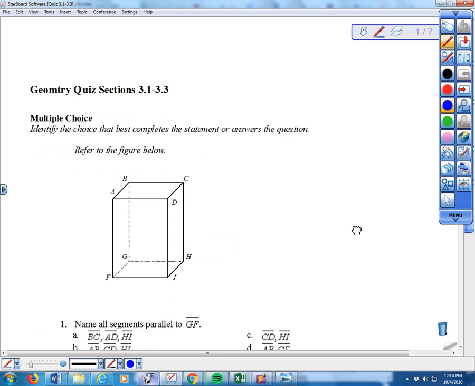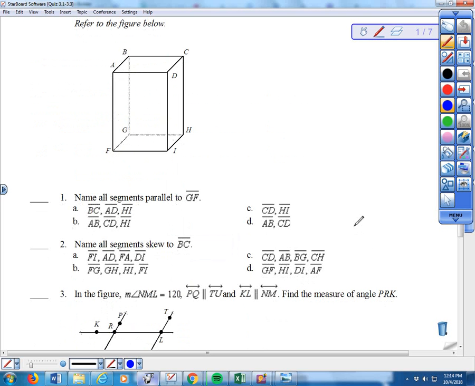There we go. Okay. Name all segments parallel to GF. Well, here's GF. So I can rule this one out because BC is not. AB, CD, HI. There it is. Oh, I see. Skew to BC. Skew is not parallel, not intersecting.